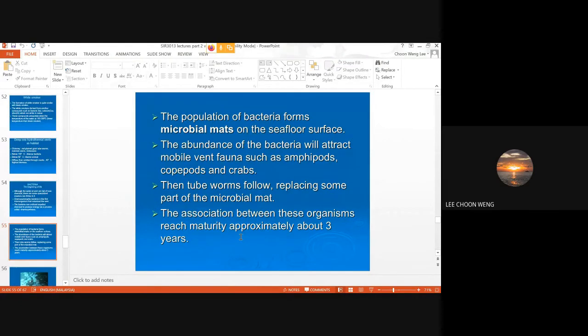So initially, the bacteria forms the microbial mats on the seafloor. Then once the bacteria has established itself, the abundance of this biomass will attract other or higher organisms such as copepods, crabs, and amphipods. So these will graze upon the bacteria. So later on, it takes about 3 years for the chimney to mature.